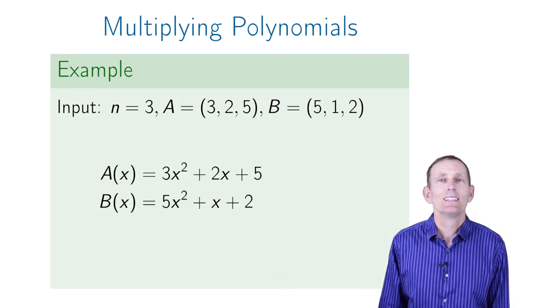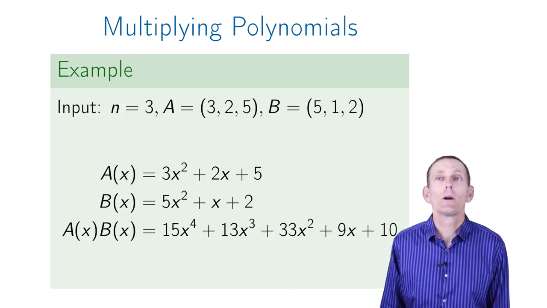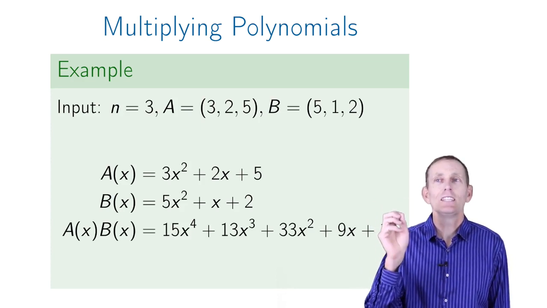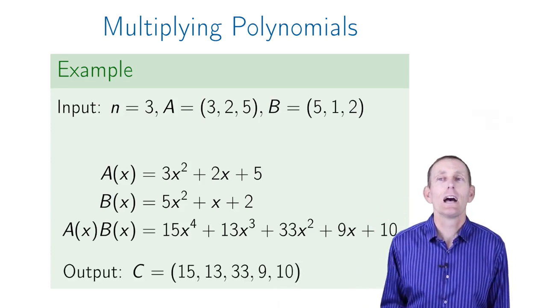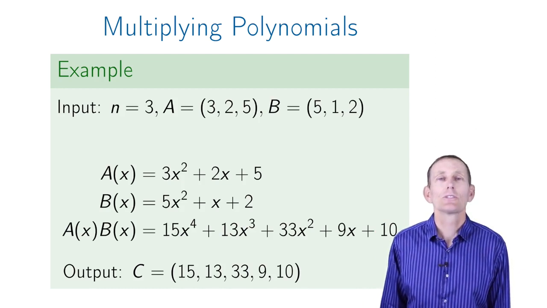So a of x is this, b of x is that. When we multiply them together, we get the same result we got before. And now we just pluck off the coefficients here. So the 15, the 13, the 33, the 9, and the 10. And that's our resulting answer, those coefficients.